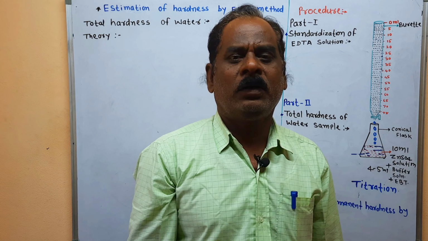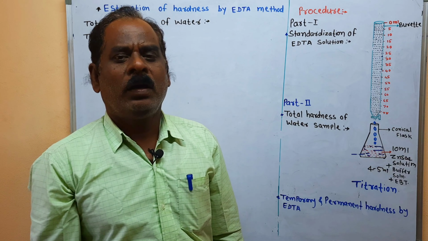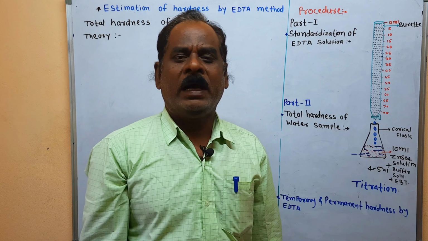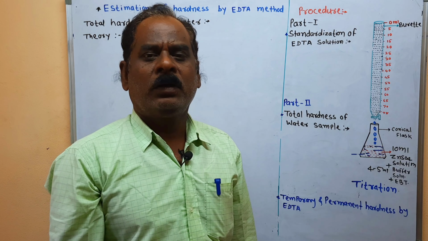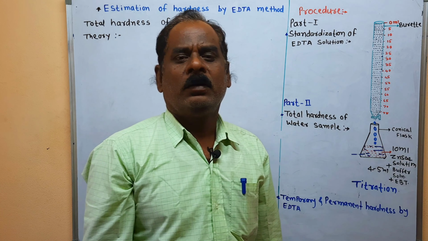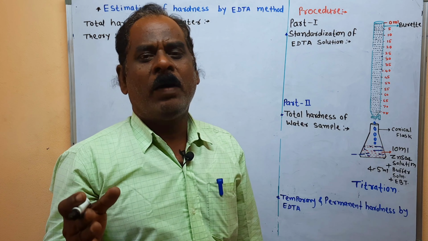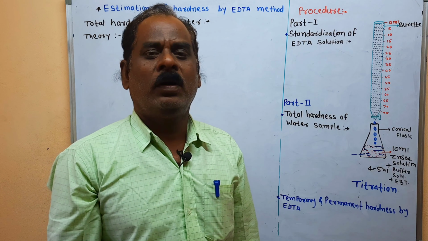What is soft water? The water which does not contain any dissolved impurity of calcium and magnesium salts is called soft water. And hard water means the water which contains the salts of calcium and magnesium in dissolved form. Such waters are called hard waters.